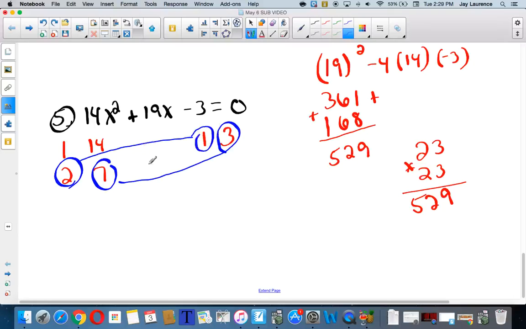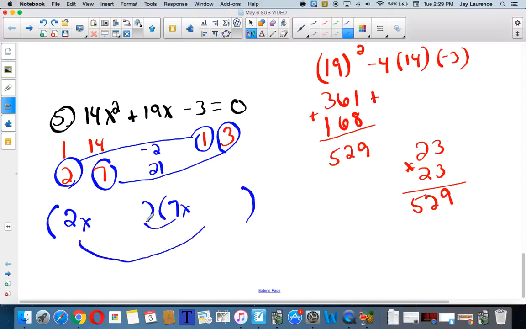So this is going to be a positive 21 and a negative 2. That'll get me a positive 19. So I break up my two quantities. I'll have 2x leading that quantity, and leading the second quantity, I'll have a 7x. Right? I do my big loop. I do my little loop.